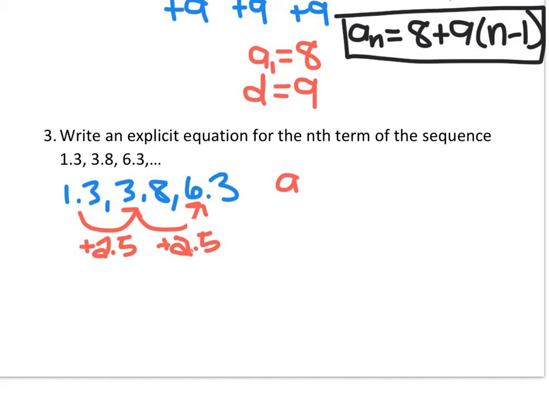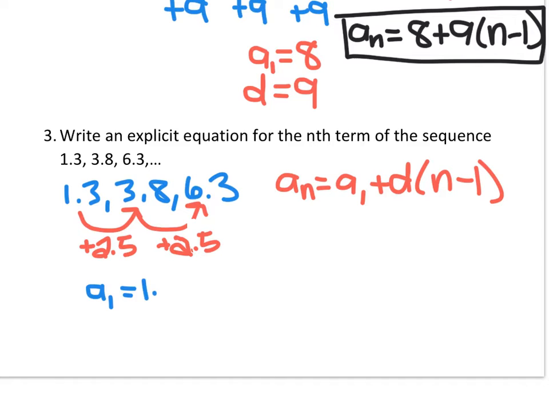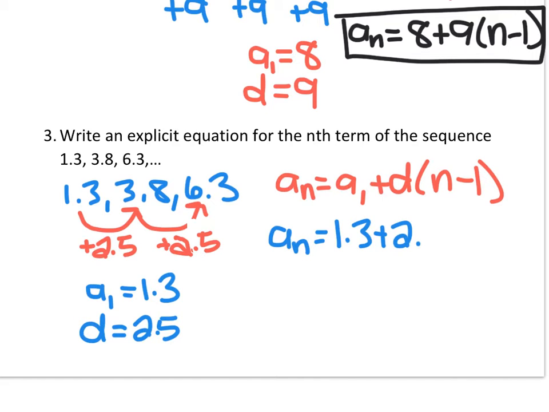So we know in order to use that explicit formula, we're going to have a1 plus d times n minus 1. What is our first term? 1.3. What is our common difference? 2.5. And we simply plug that into our equation. So the nth term will equal 1.3 plus 2.5 times n minus 1. This is our answer.